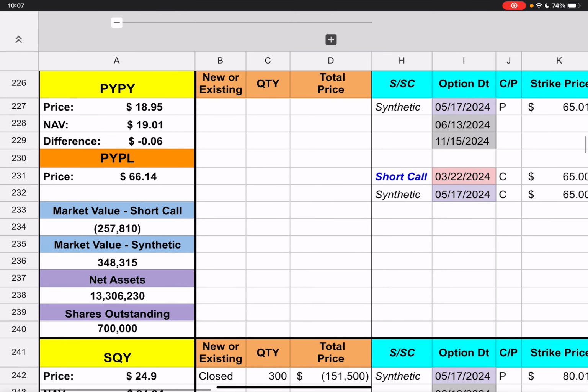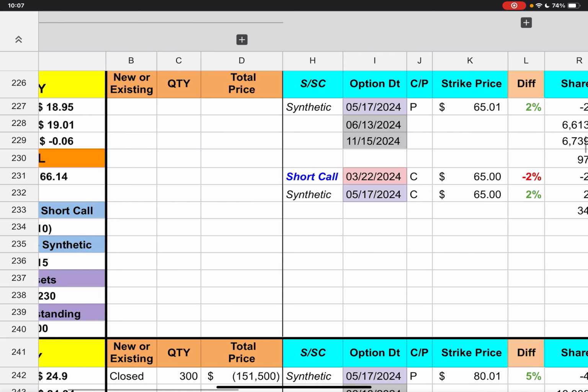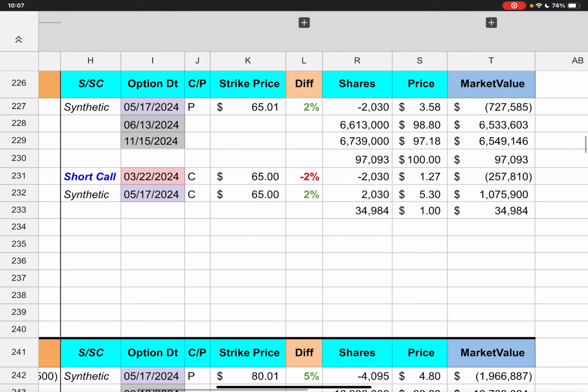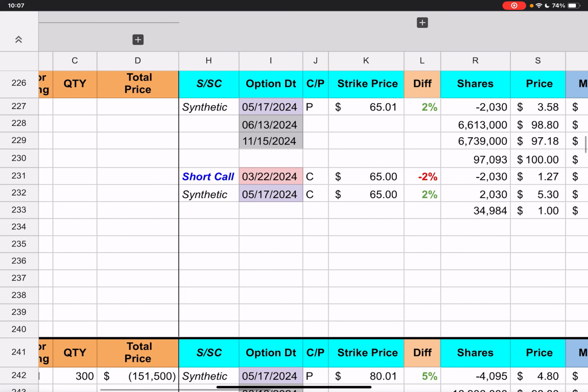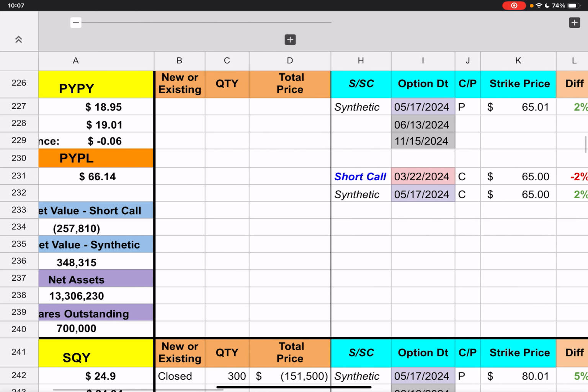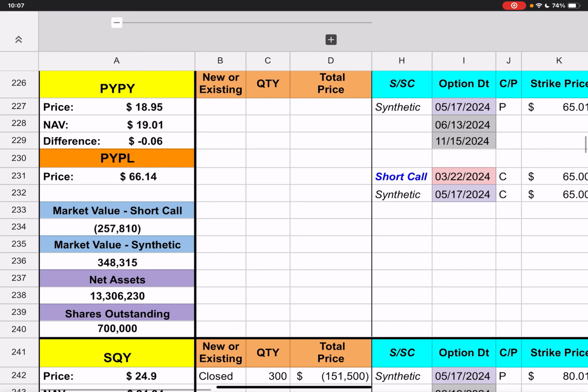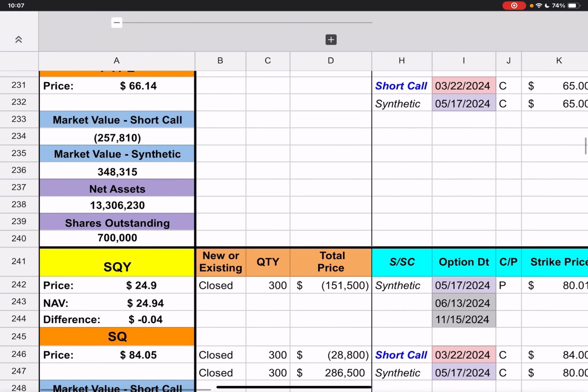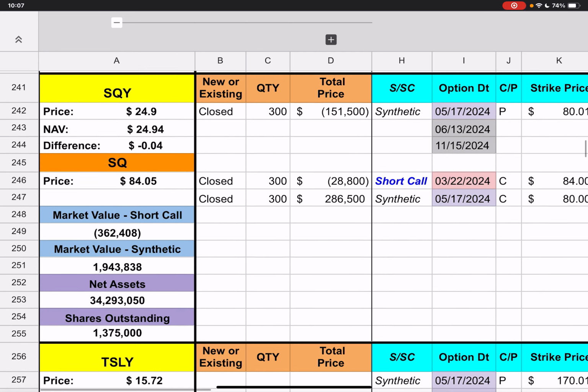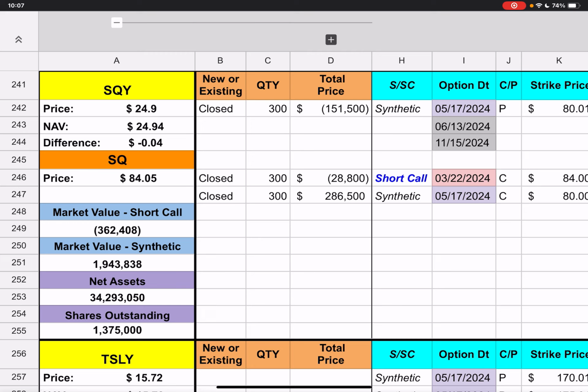PayPal closed at $66.14. We have no trades to go over here. We do have one short call, which we are over by 2%, and the strike price is $65. So we're over by $1.14. If we had closed that out today, it would have cost us $258,000.